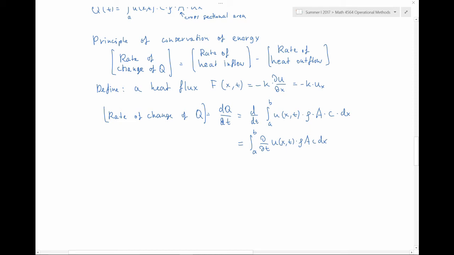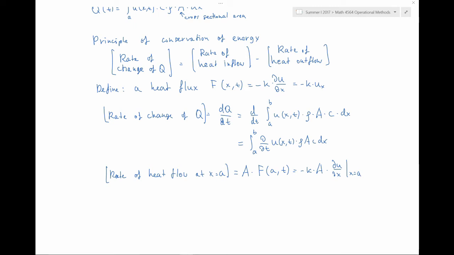The rate of heat inflow and the rate of heat outflow really depends on what's going on at each end of my little section of my rod. So I'm going to break it apart into a rate of heat flow at the end x equals a, which is going to be the cross-sectional area times the heat flux at a and time t. So this is going to be minus k times A times du dx at x equals a.